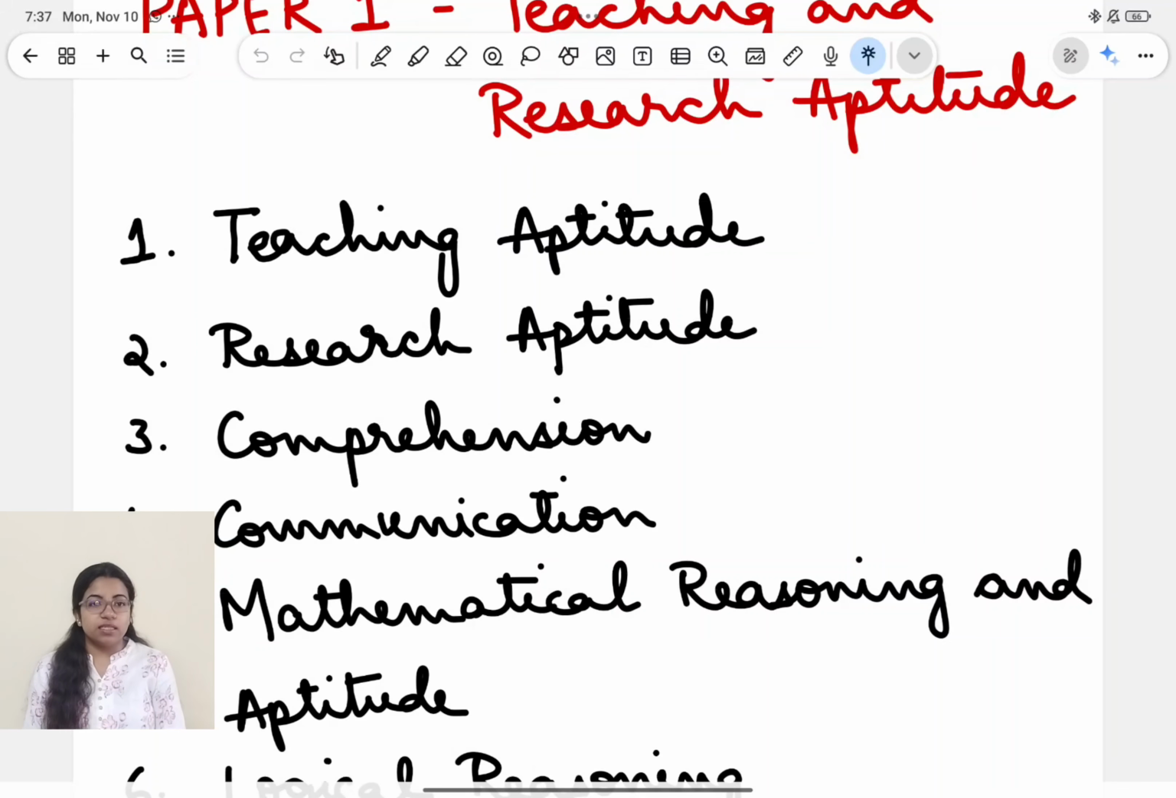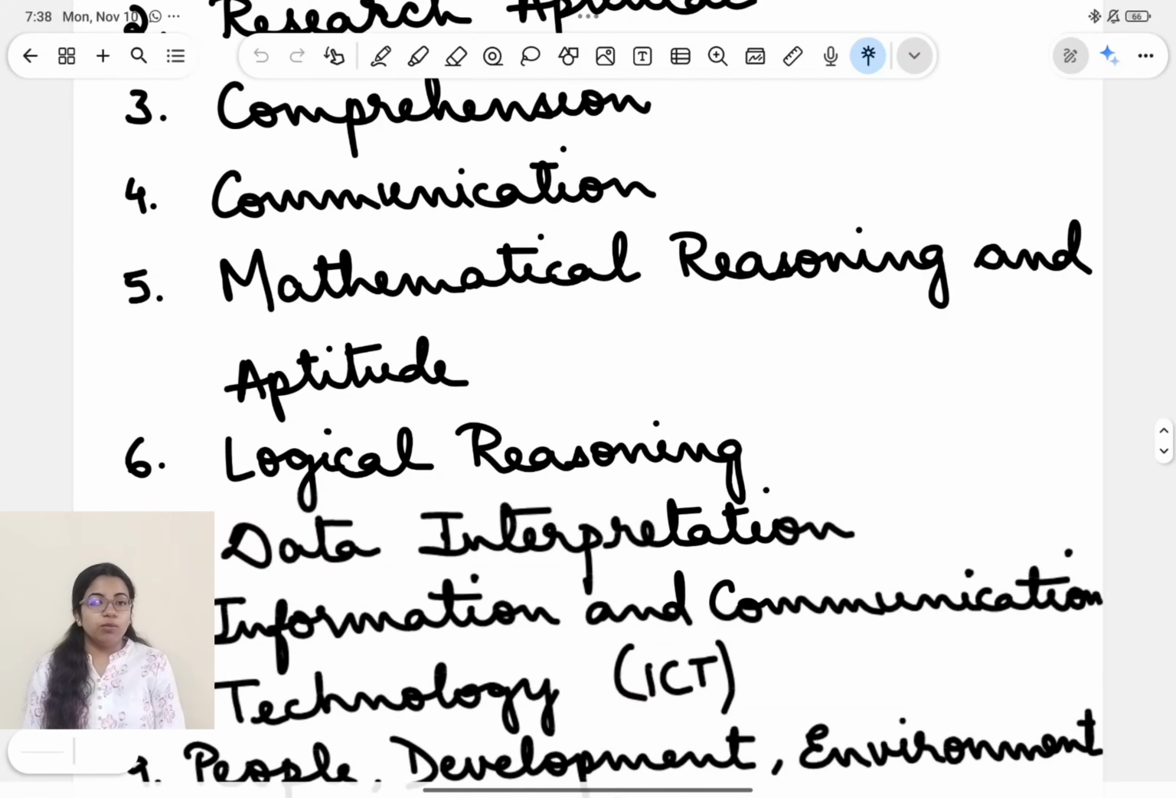Next unit is Unit 6, logical reasoning. Here, in logical reasoning, you will be asked about your understanding of arguments, deductive and inductive reasoning, what are analogies, what are syllogisms. Next one is Unit 7, data interpretation. Here you will be asked about interpretation and analysis of tables, graphs, and charts. Our next unit is Information and Communication Technology. In this, you will be asked about the basics of computers, what is internet, what is e-learning, what are the different digital initiatives involved in higher education.